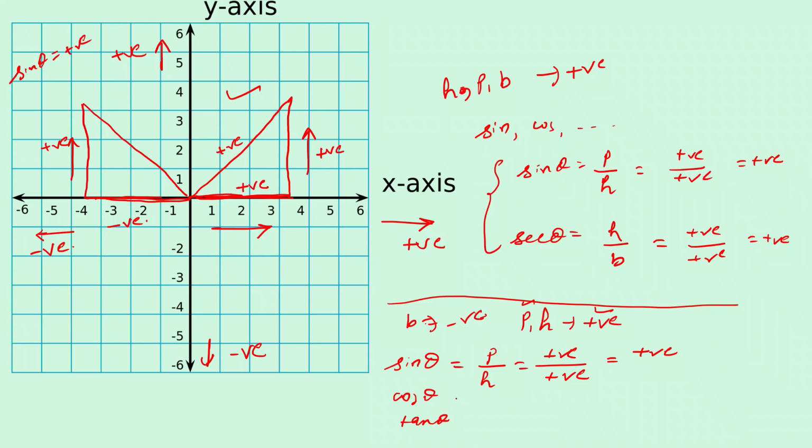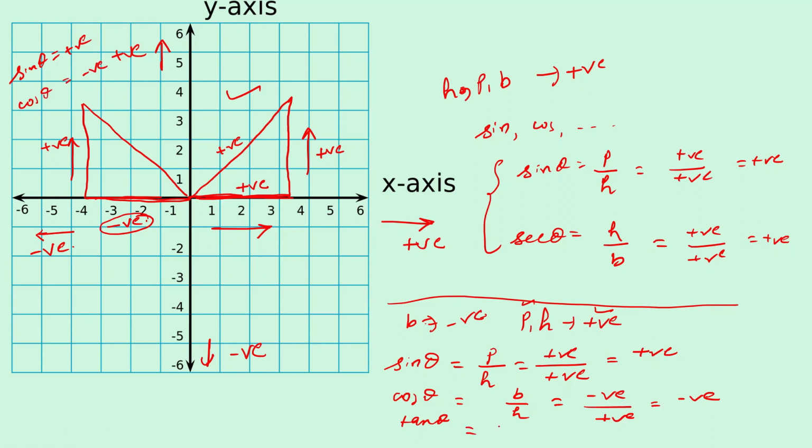What about cos theta now? Cos theta is base by hypotenuse. Base is negative. We have already discussed that base was negative in the second quadrant. So negative by positive, because hypotenuse by convention is always positive. So cos theta is negative in the second quadrant, because negative by positive, this ratio is negative.